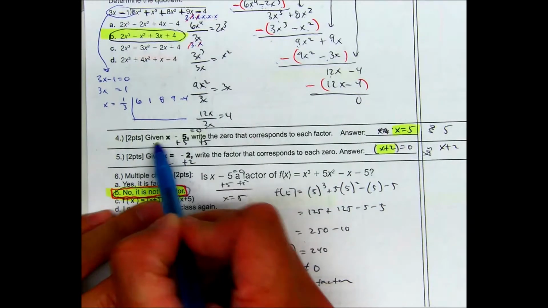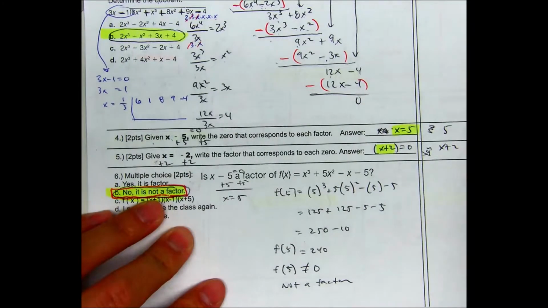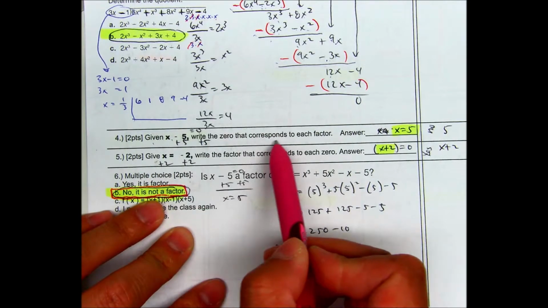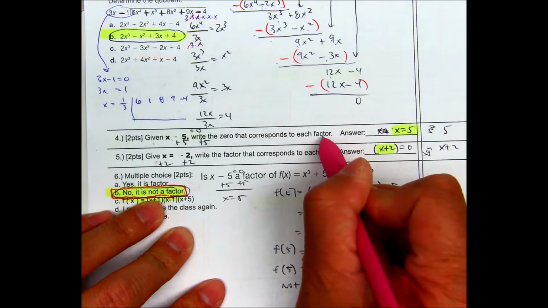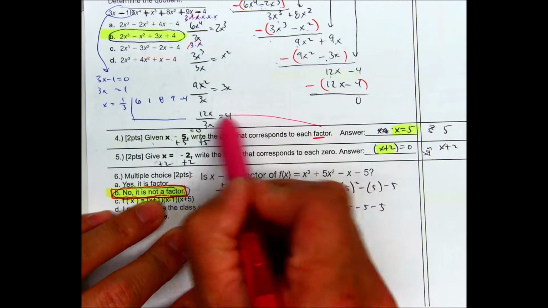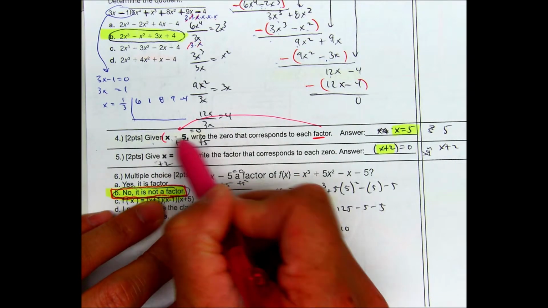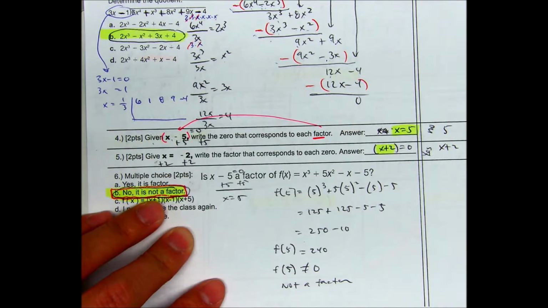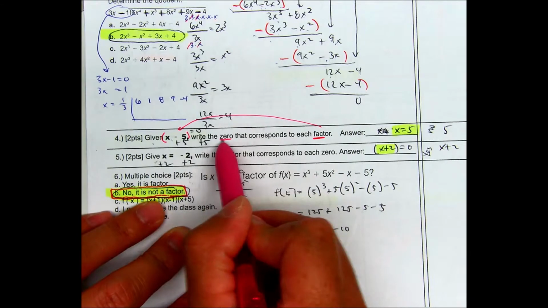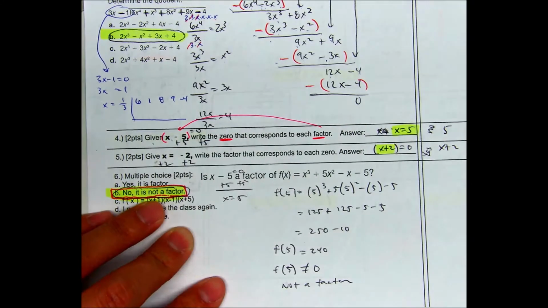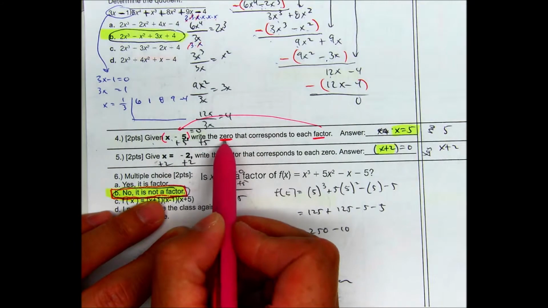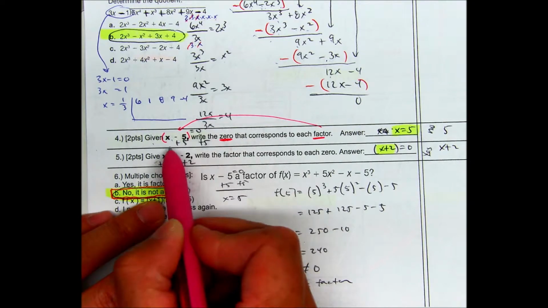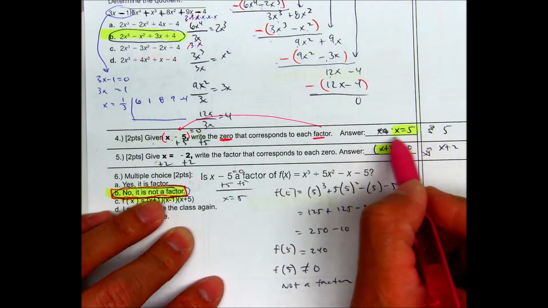Given x minus 5, write the 0 that corresponds to each factor. So where's the factor? The factor is the x minus 5. Remember, another key hint of factors, they usually have parentheses, but the parentheses really aren't as important. And you need to write the 0. So what you do is, that's your hint, 0. You set it equal to 0. And you add 5 to both sides, you get x equals 5.